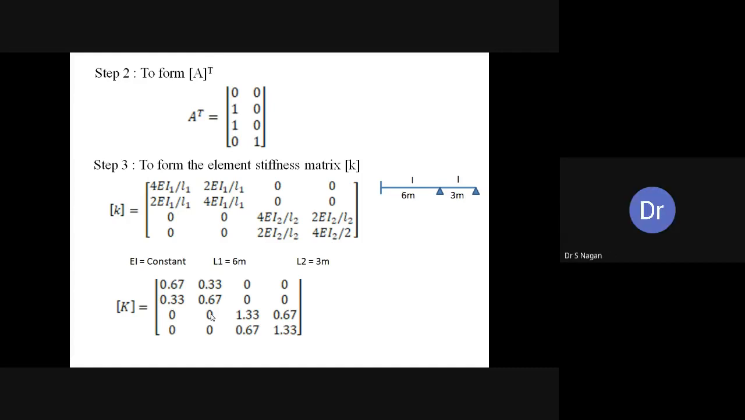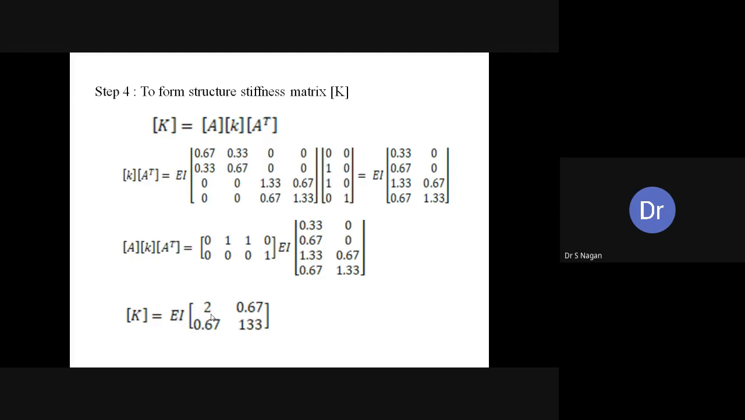Right. So what is step 4? Do you remember? Structure stiffness matrix. Yes. The formula is A K A transpose. Okay. A K A transpose. So first to find K A transpose. So small k and A transpose, E is taken out there. So small k is 0.67, 0.33, 0.00, 0.33, 0.67, 0.00, 0.00, 1.33, 0.67, this.